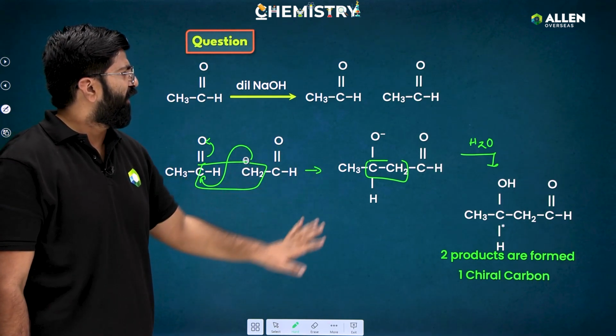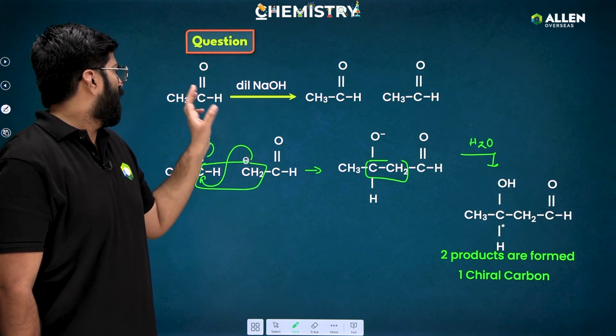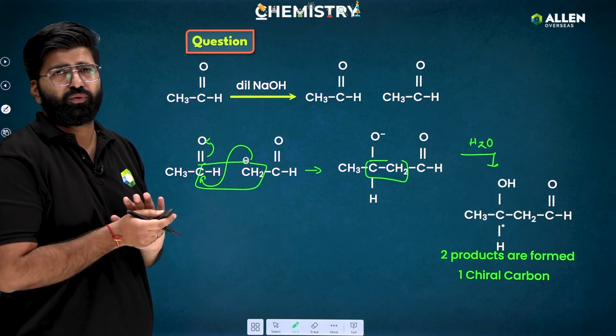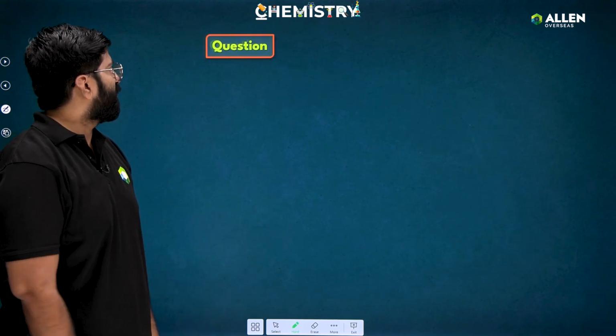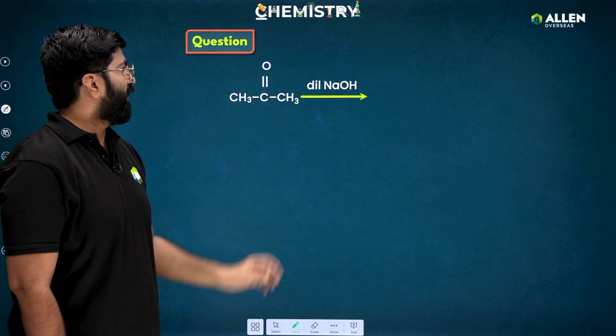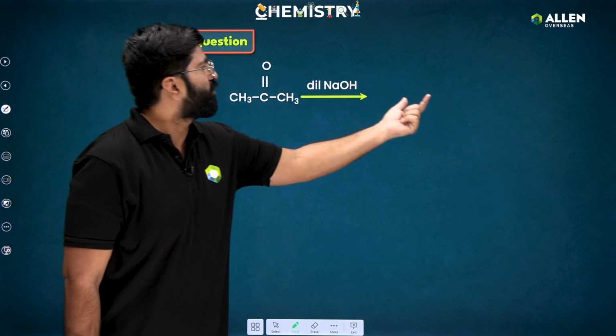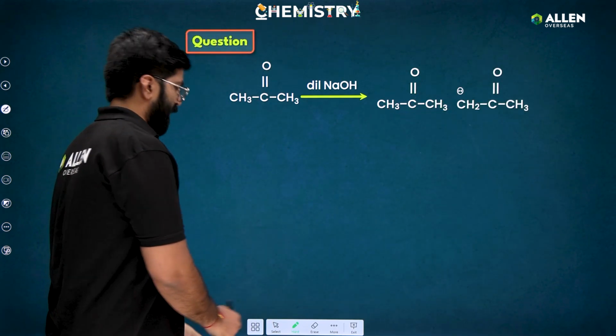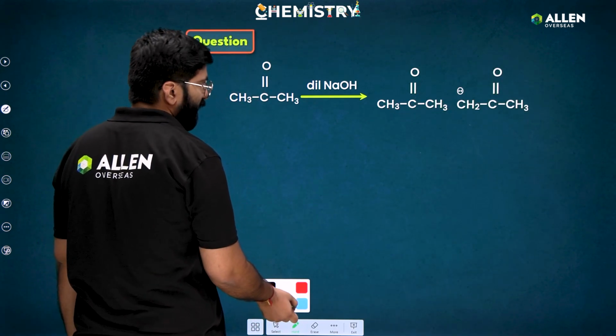So this is the rough idea: whenever a question is asked, we can directly perform the reaction very easily. We don't have to go through the whole mechanism. Let's see another question. If this question is given to me, now this is your ketone, with dilute NaOH. So we are going to write this twice, but the second one should have a carbanion. So if this is your carbanion, what's the next thing that I'm going to do?